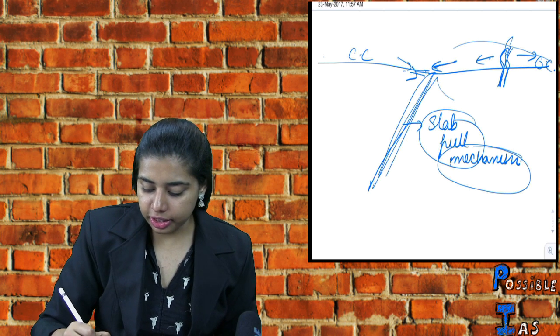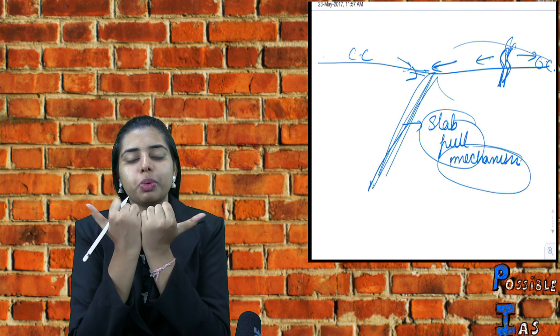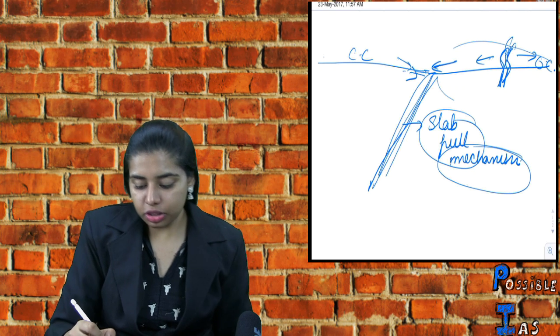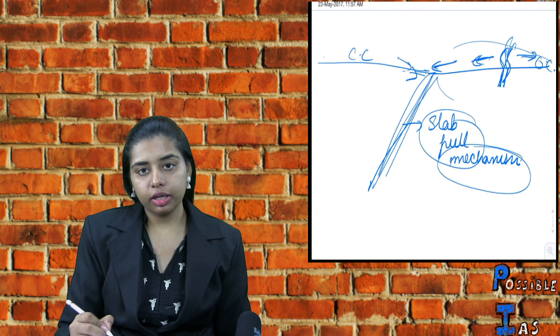Now you see this is a ridge. Now what is happening at a ridge? Two plates are moving away from each other. So this ridge, it is trying to push it away.